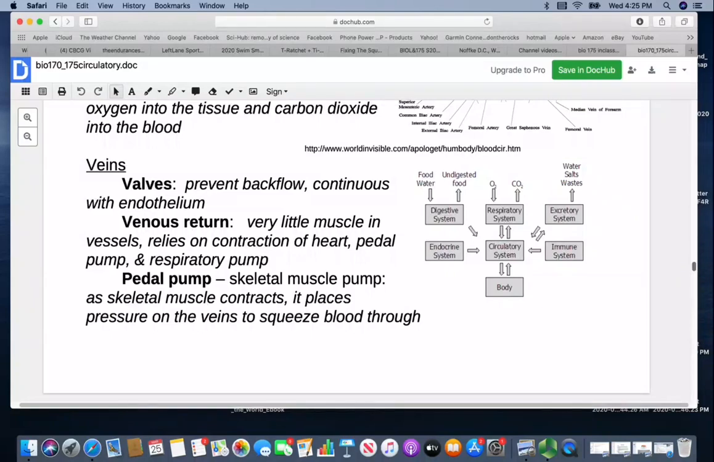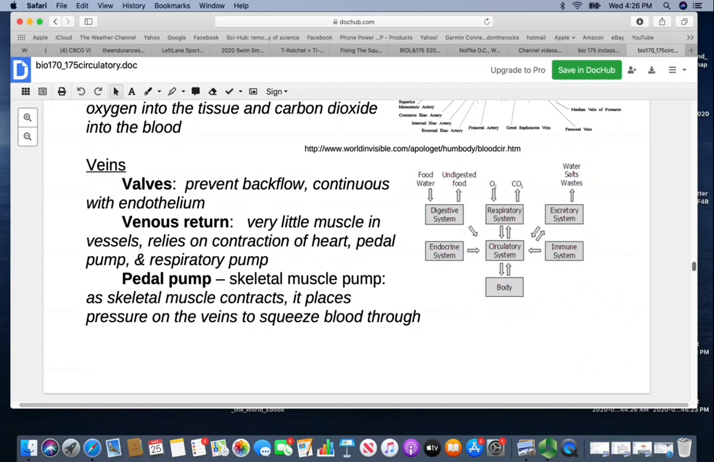So in the veins, they don't have much muscle in the wall, so instead they're going to rely on having valves to prevent backflow. This is continuous with the endothelium. So to get venous return, there's very little muscle in the vessels. It's going to have to rely on contraction of the heart and other mechanisms we refer to as the pedal pump and respiratory pump. So the pedal pump is also known as the skeletal muscle pump.